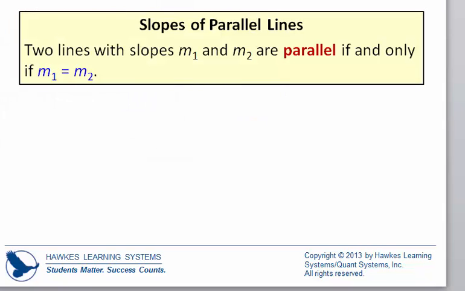Two lines with slopes m sub 1 and m sub 2 are parallel if and only if m sub 1 is equal to m sub 2. What this tells us is that lines are parallel if their slopes are equal. So I'm going to just make a note here that parallel lines have equal slopes.